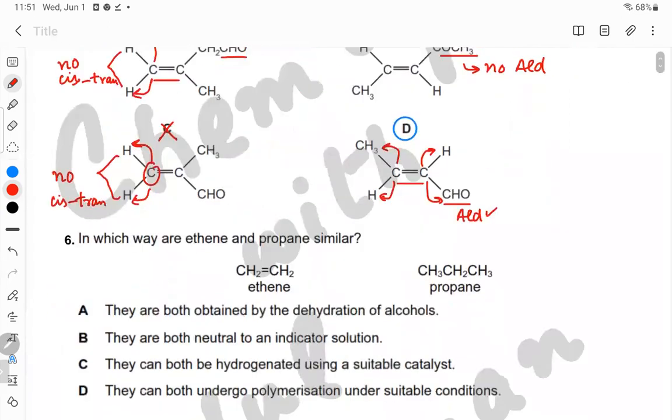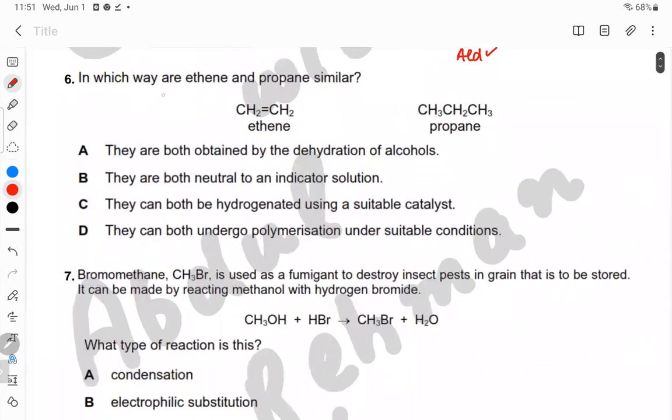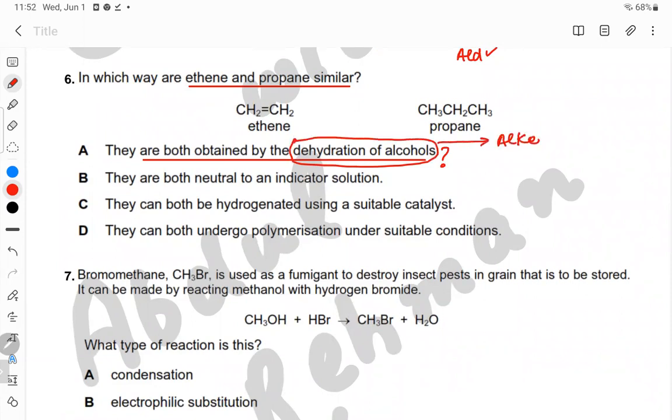Okay. Now question number 6. In which way are ethene and propane similar? Both belong to different homologous series, but let's see. They are both obtained by dehydration of alcohols. So if you recall, on dehydration of alcohols, we can get an alkene, but we cannot get an alkane. So A is wrong.